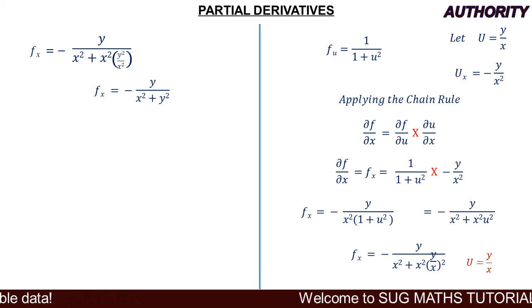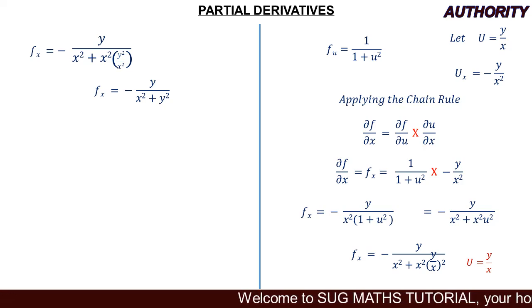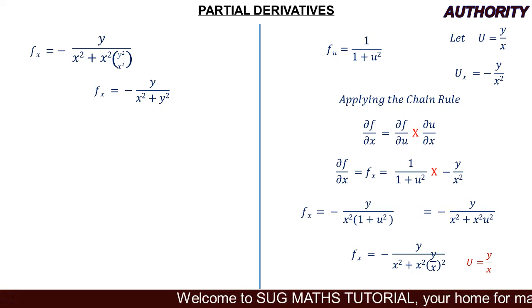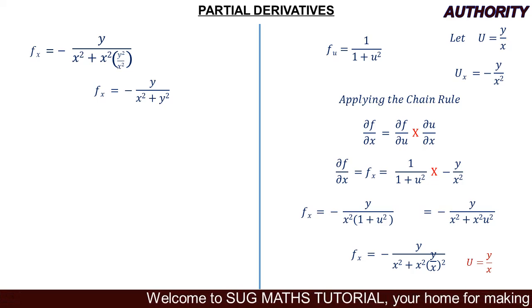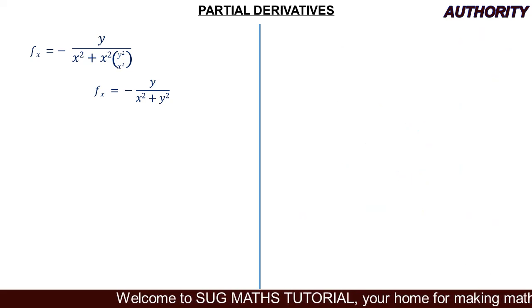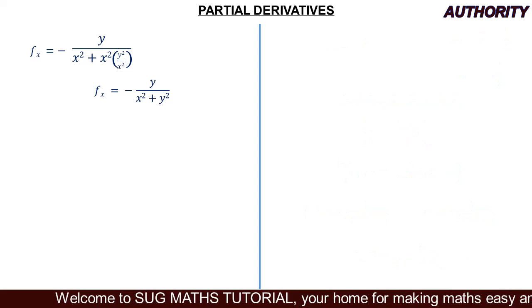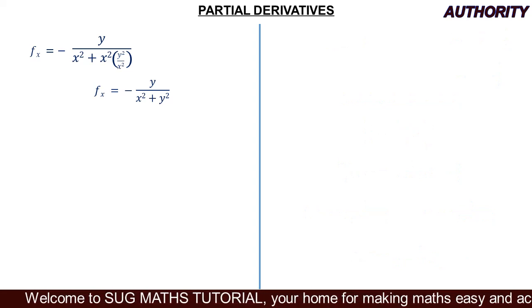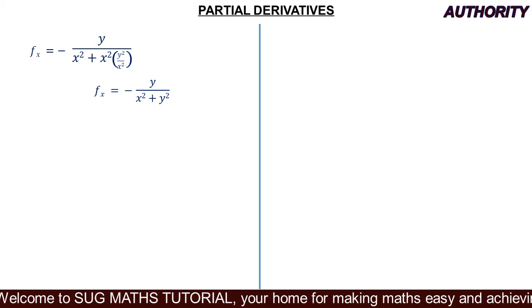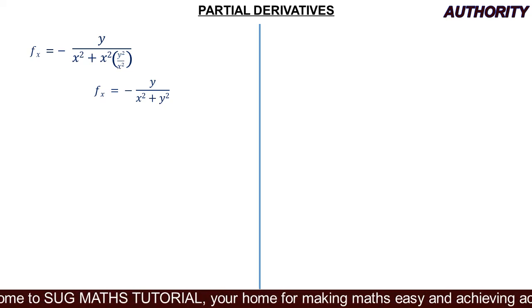Yes, good. Now let's go. We have gotten one step. So from here, we go further to find the second partial derivative with respect to x. Going further, we are going to apply the quotient rule. I'm very sure you still remember the quotient rule, right?